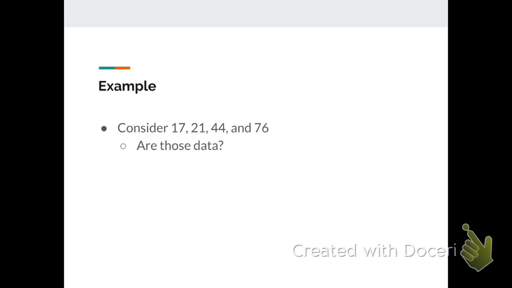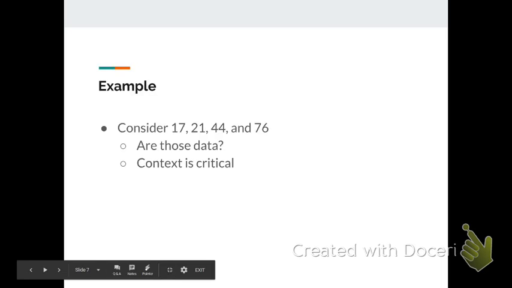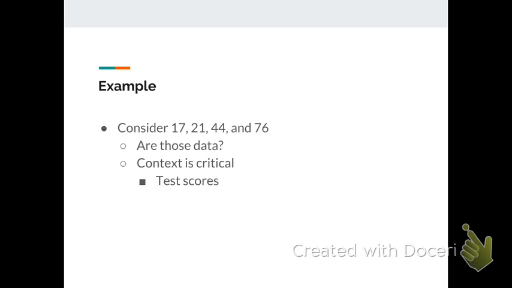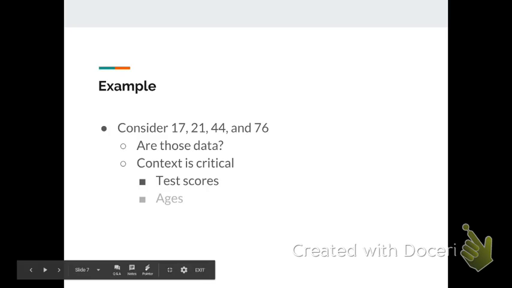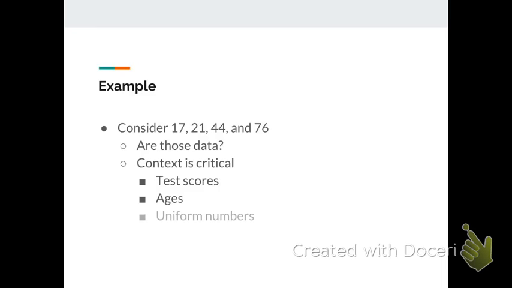So what we have in front of us here is a list of numbers: 17, 21, 44, 76. Those are not quite data yet because they don't have a context. We don't know what those numbers represent. Maybe those numbers are the test scores of 4 students on the last test. Or maybe those are the ages of 4 golf players. Maybe those are the uniform numbers of 4 football players. So depending on what those numbers represent, that changes our reaction to that data.